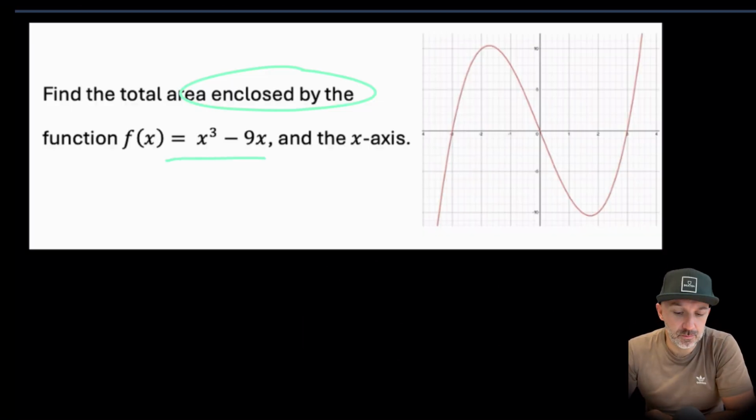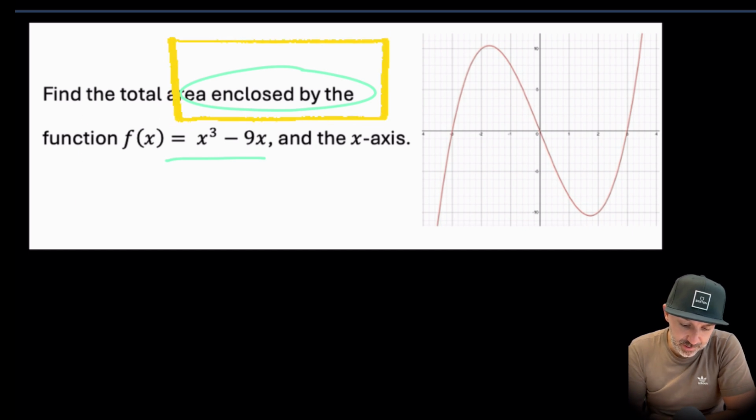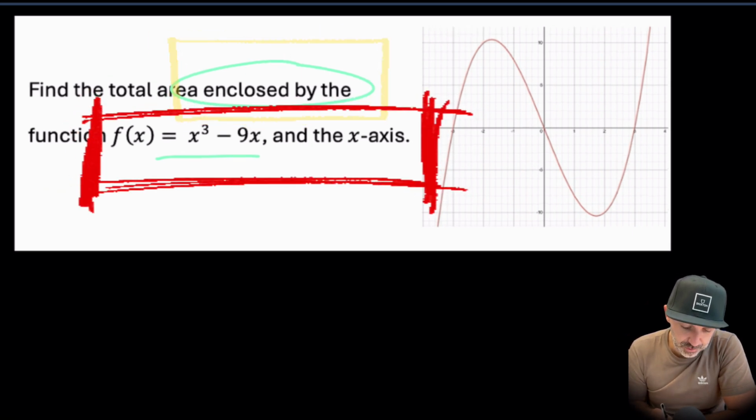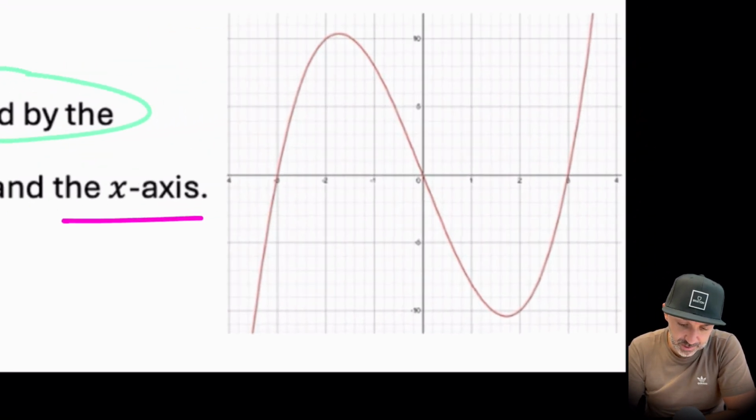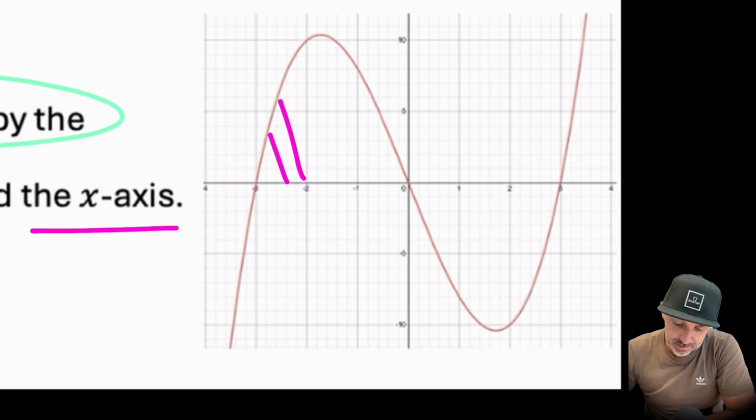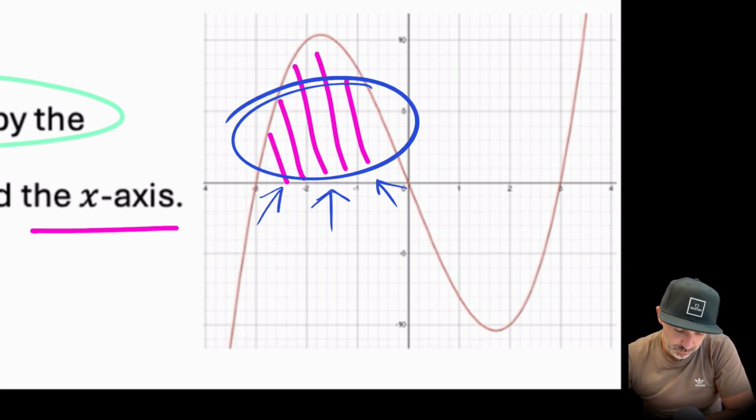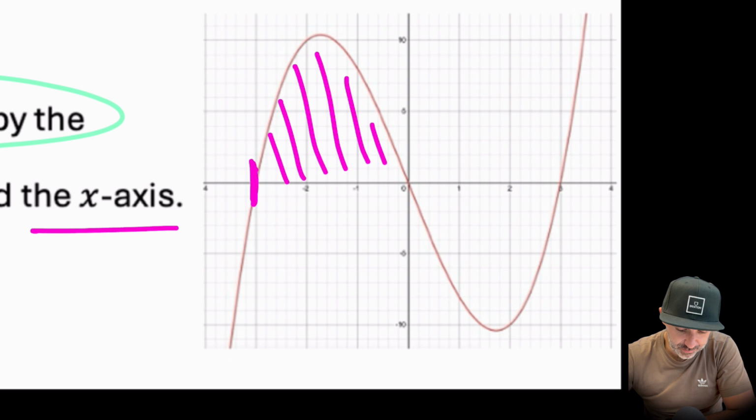Okay, on to our final example here. Find the area enclosed by the function x cubed minus 9x and the x-axis. So over here, what they want us to do is find where the area is sectioned off, and that will be between these intercepts here, 1, 2, and 3.